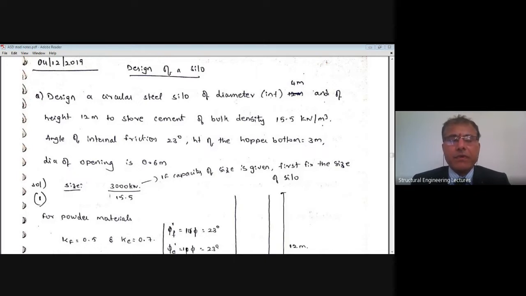In the previous video, you have seen the design of a shallow bin, a bunker. In today's class, we shall see the design of a deep bin, which is called a silo. Now I wish to show a photograph of a deep bin silo, which we'll try to design in this class.